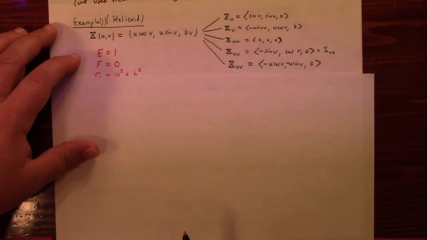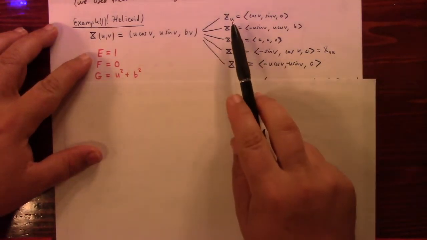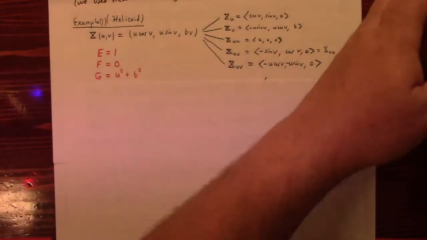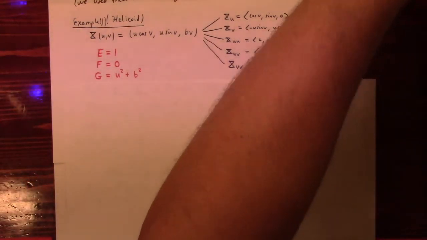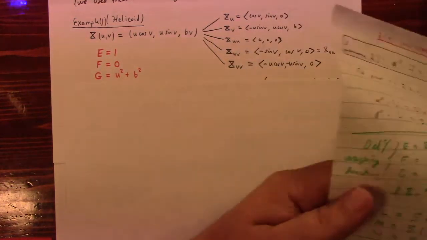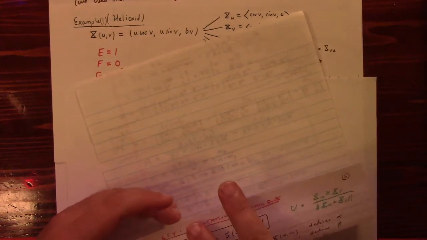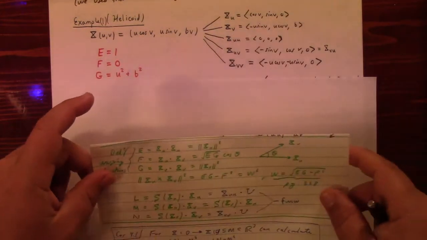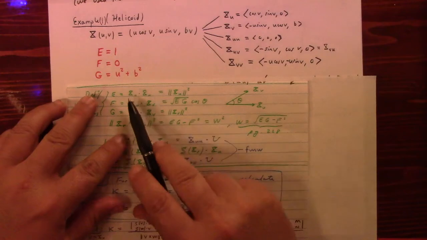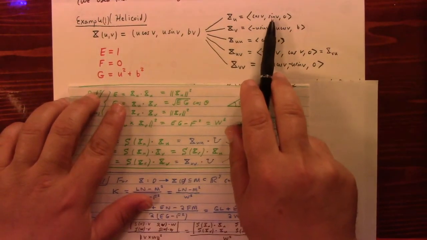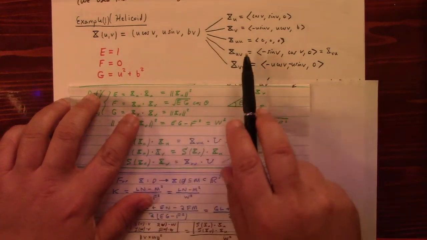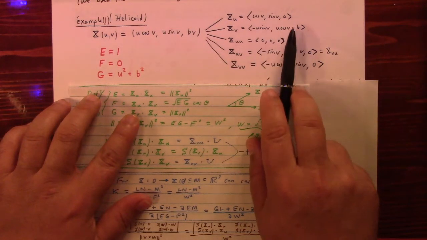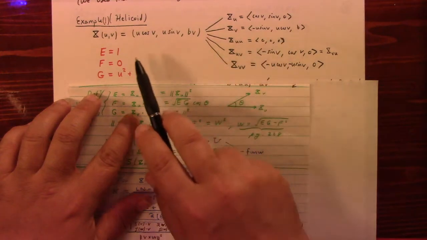Very straightforward calculation, right? Now E, remember what E is? E is xu dot xu. So xu is this, xu dot xu is 1. F is xu dot xv. We get cosine sine minus sine cosine plus 0, so the pluses and minuses cancel. We get F equal to 0.